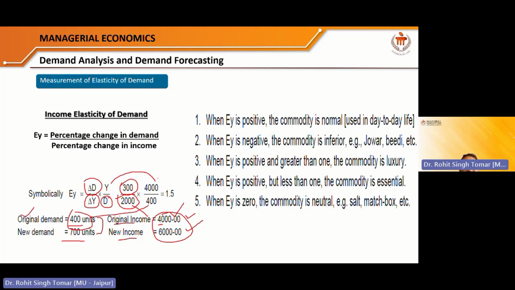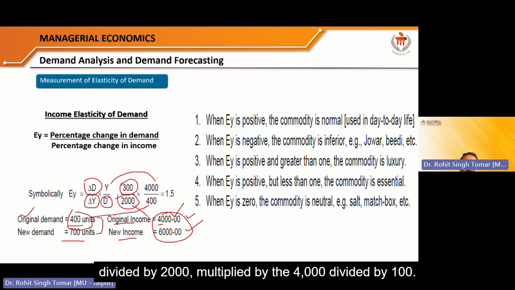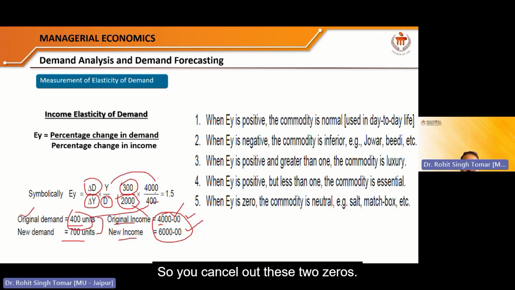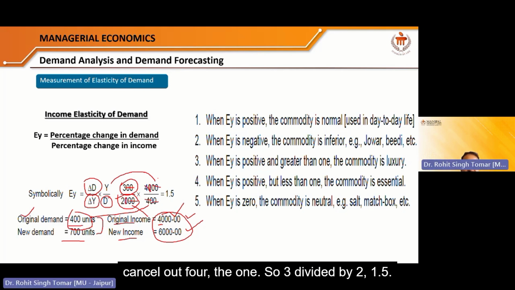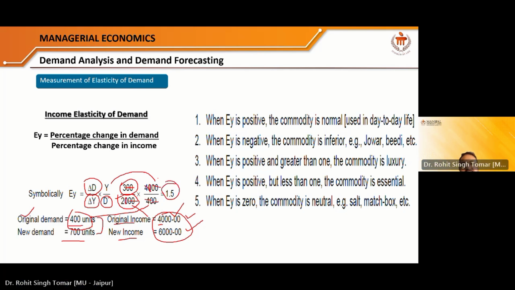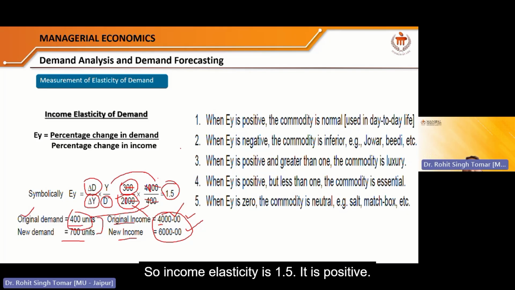Solve it. 300 divided by 2000, multiplied by 4000 divided by 400. So you cancel out these two zeros, right? These zeros with these zeros, 1 left. Cancel out this with this, 1 left. 4, cancel out 4, 1. So 3 divided by 2 is 1.5. So income elasticity is 1.5. It is positive, and it is more than 1, right?